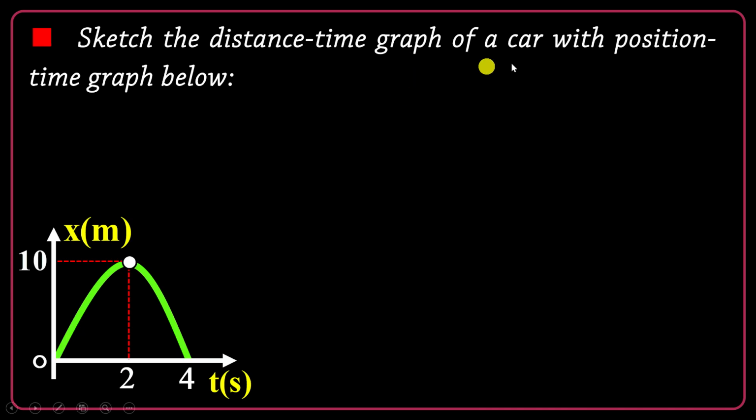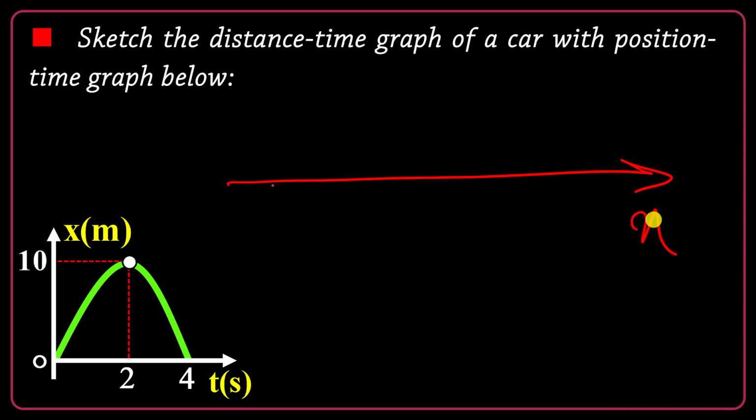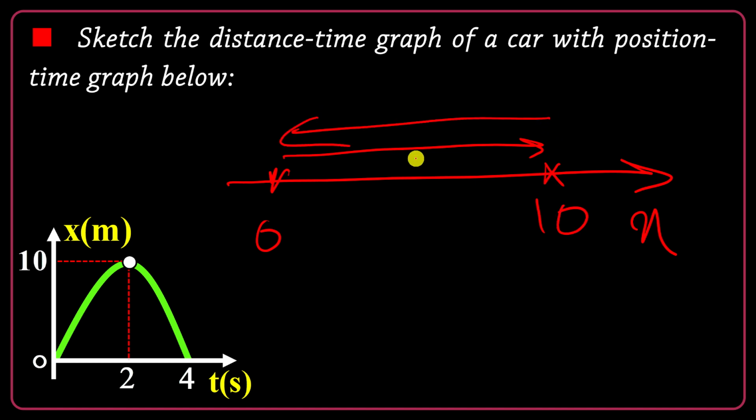Sketch the distance time graph of a car with the position time graph below. Look at this position time graph. It is not very complicated for you. The x graph is like this. It starts from 0, goes to t equals 2, x equals 10, something like this. It starts from 0, goes to 10, stops here, and goes back. That's all.